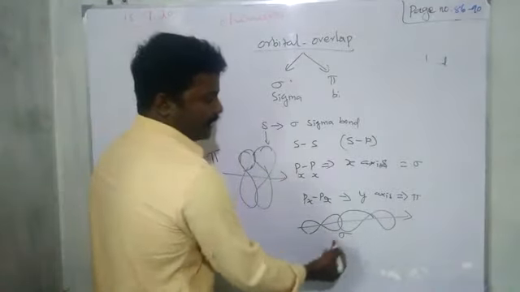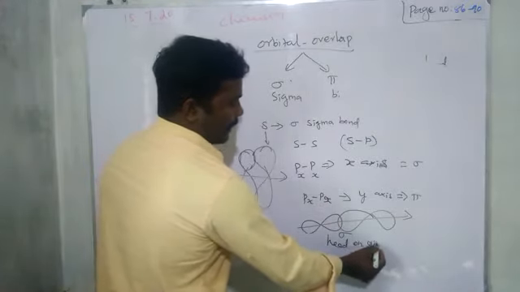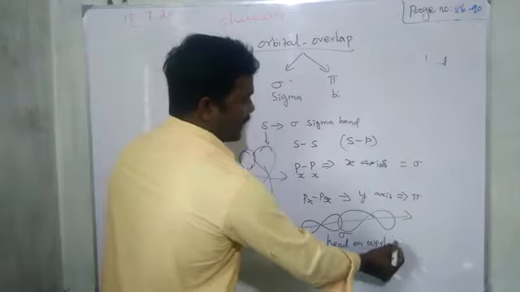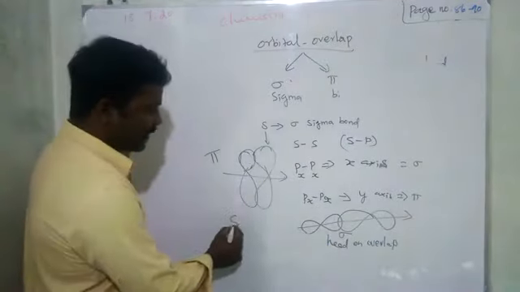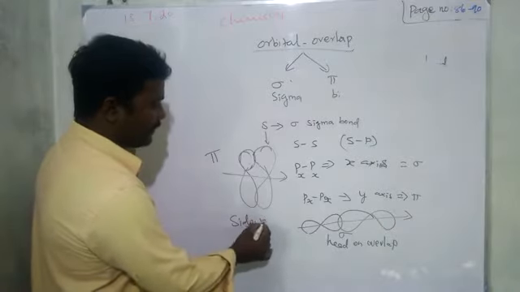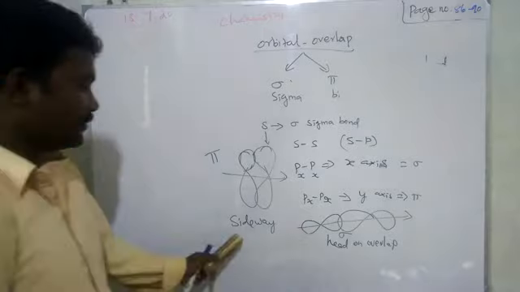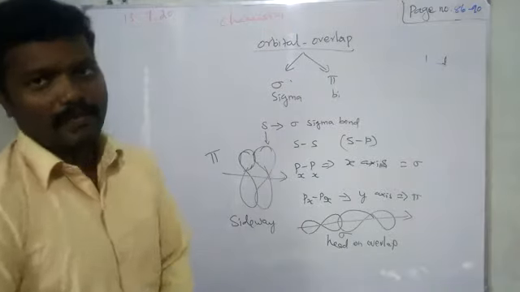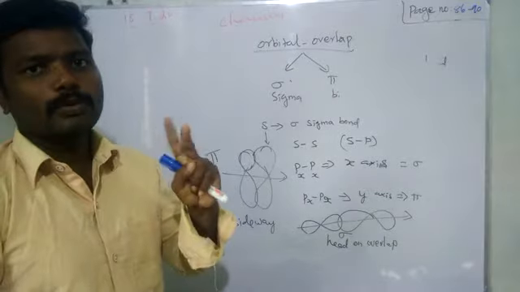See, head to head there is overlap, so we can say head-on overlap, or we can say axial overlap, but this one is called sidewise overlap. Sideway, because the orbitals side by side are overlapping. Pi bond is also called sideway overlap. So based on the overlapping we can have two types of bond.